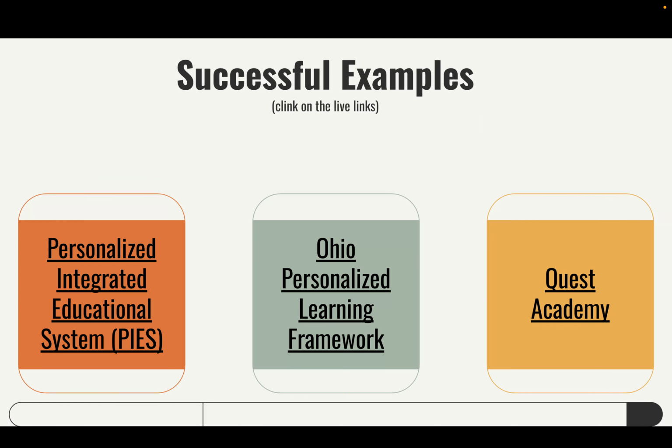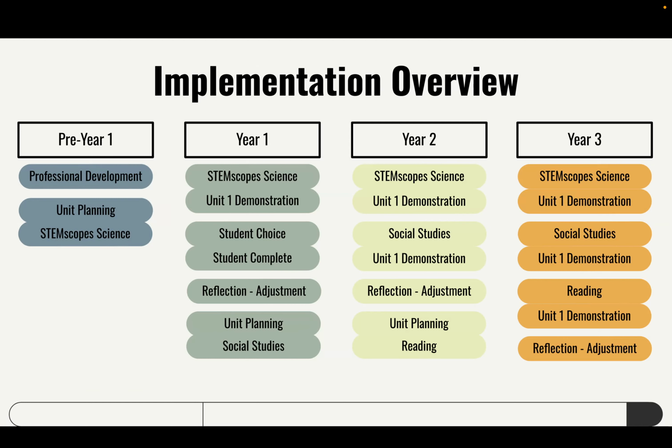So what could this look like for us? A strategy that has worked for me has been to try one thing, reflect, adjust, and build. The long-term plan would be a 4-year implementation. We would begin with our STEM Scope science program, as most children are intrinsically motivated to learn science content. We would then move to social studies and then reading. And here's what it could look like in year 1.